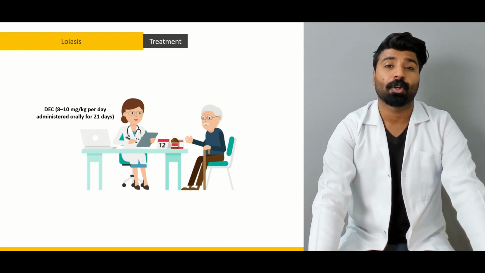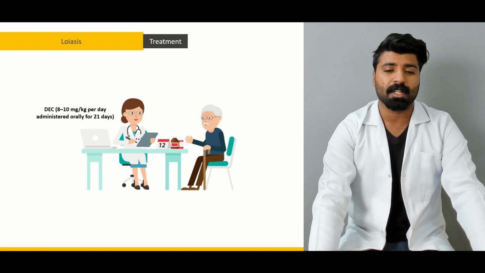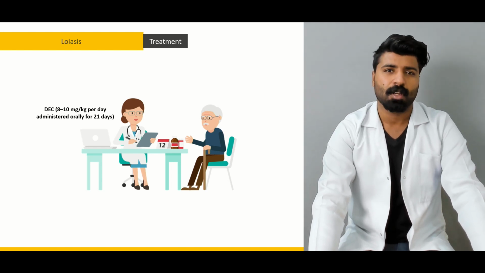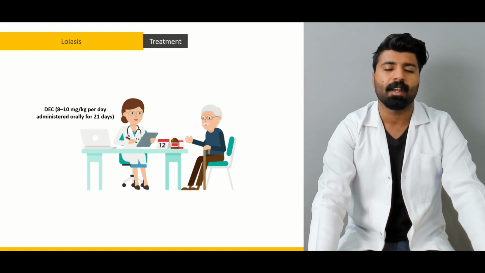What are our treatment options? Just like before, you can go for DEC, diethylcarbamazine, which is given in double the dose that we gave in tropical eosinophilia, right? You'll go for 8 to 10 milligram per kg per day, administered orally for 3 weeks.